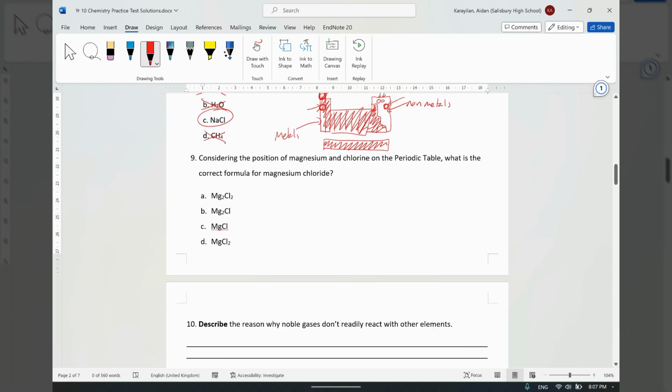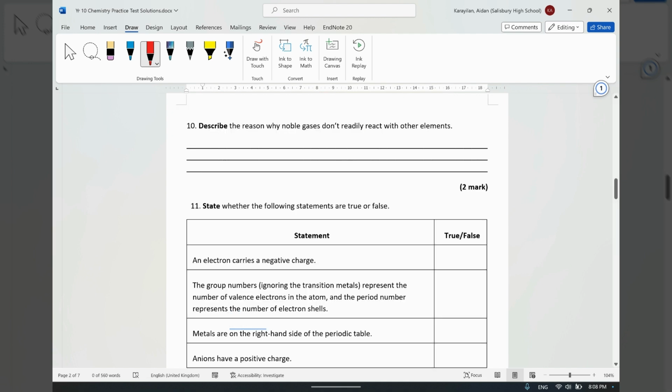Now, question 9, it says, considering the position of magnesium and chlorine on the periodic table, what is the correct formula for magnesium chloride? Now, this question isn't super easy because you have to work out, for Mg and for Cl, what ions do they normally form? So we're going to look at Mg and Cl and look at where they are on the periodic table.